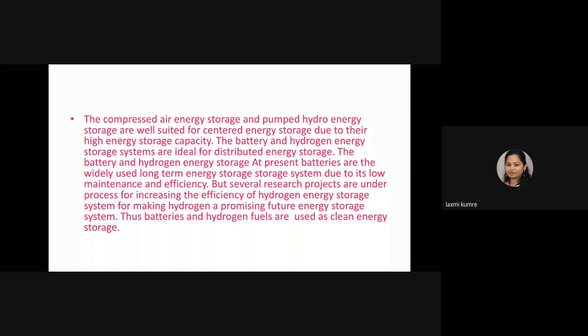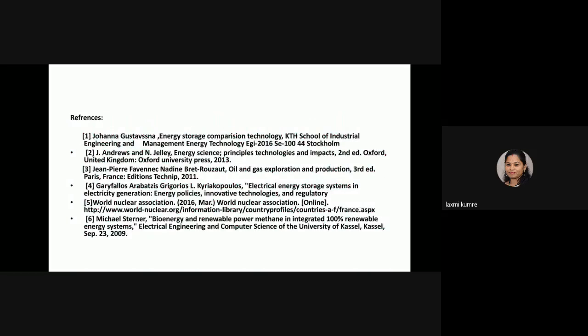At present, batteries are widely used as a long-term energy storage system due to their low maintenance and efficiency. But several research projects are in process for increasing the efficiency of hydrogen energy storage systems for making hydrogen a promising future energy storage system. And these batteries and hydrogen fuels are used as clean energy storage. The references are given here. Thank you.